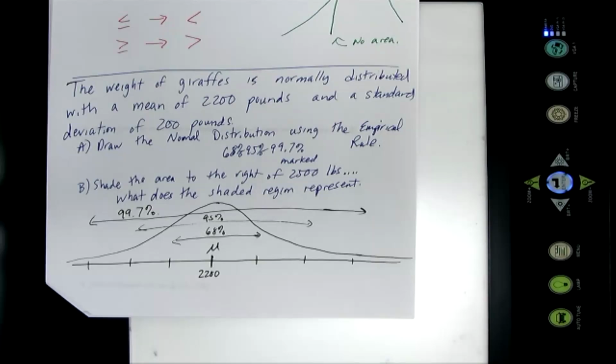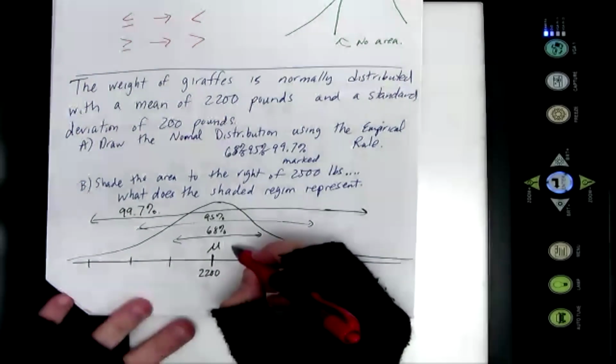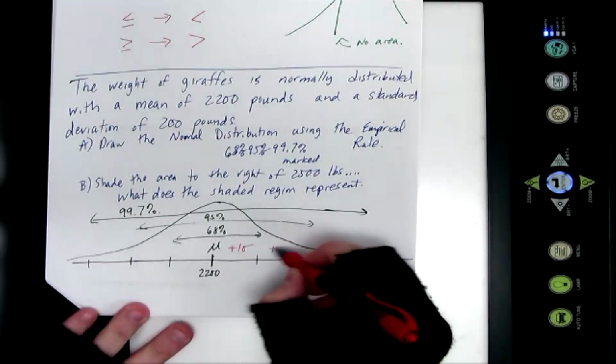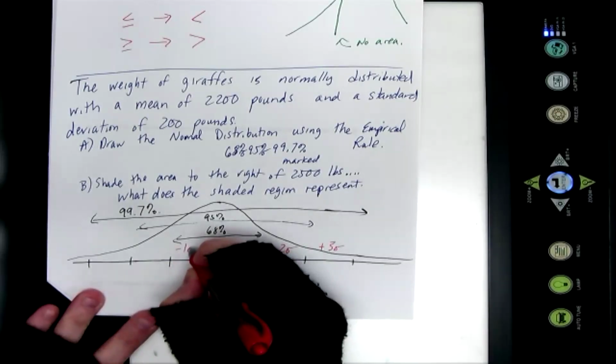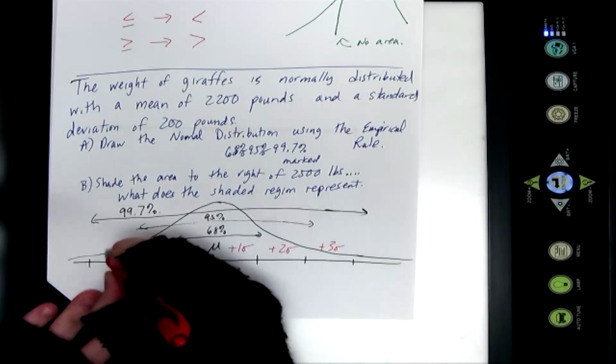Well, just because it's in the problem? Yes. So if I had said over 10 years, you would have thought 10 was an important thing? The 200 is important because it's the standard deviation. So this is +1 deviation, +2 deviations, +3 deviations, and this is -1, -2, -3.